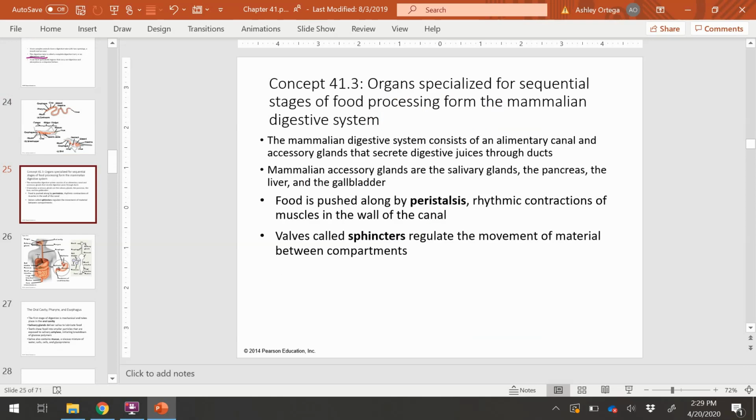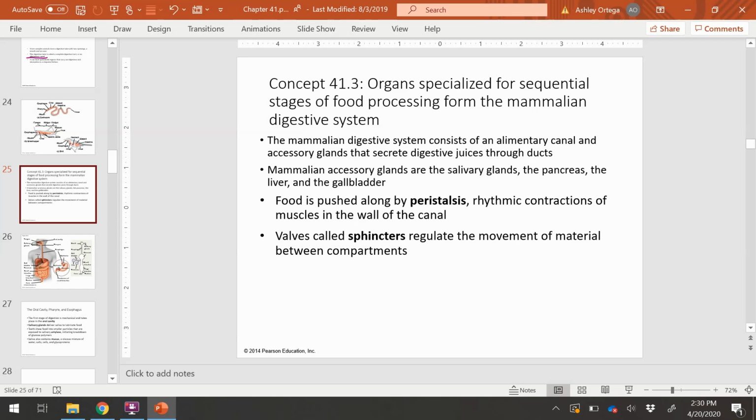And so that brings us to the human system, or the mammalian digestive system, is what we'll take a look at next. And we'll look at the different parts and different components of the digestive system. But overall, we have some kind of unifying features here. So that it consists of an alimentary canal. It also has accessory glands that will secrete digestive juice, and this comes through ducts. And so looking at the accessory glands, those are the salivary glands, the pancreas, the liver, and the gallbladder.